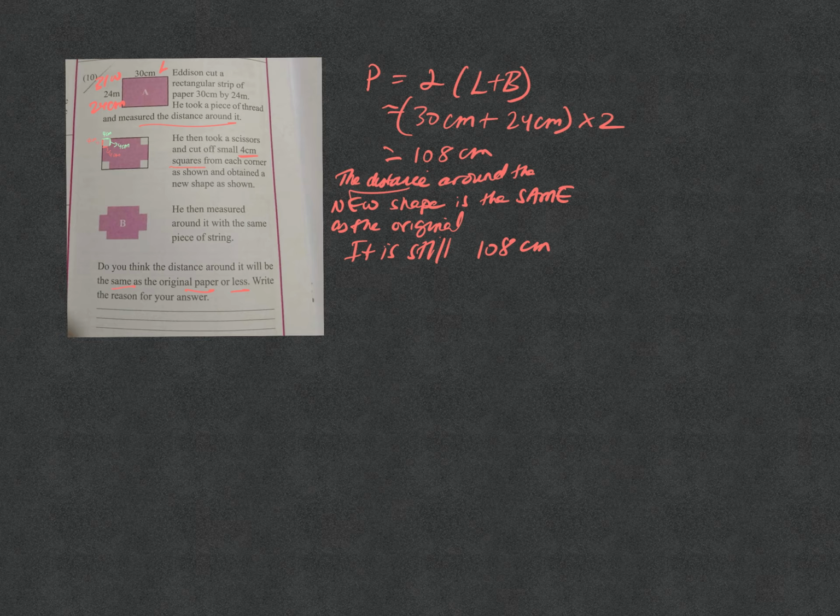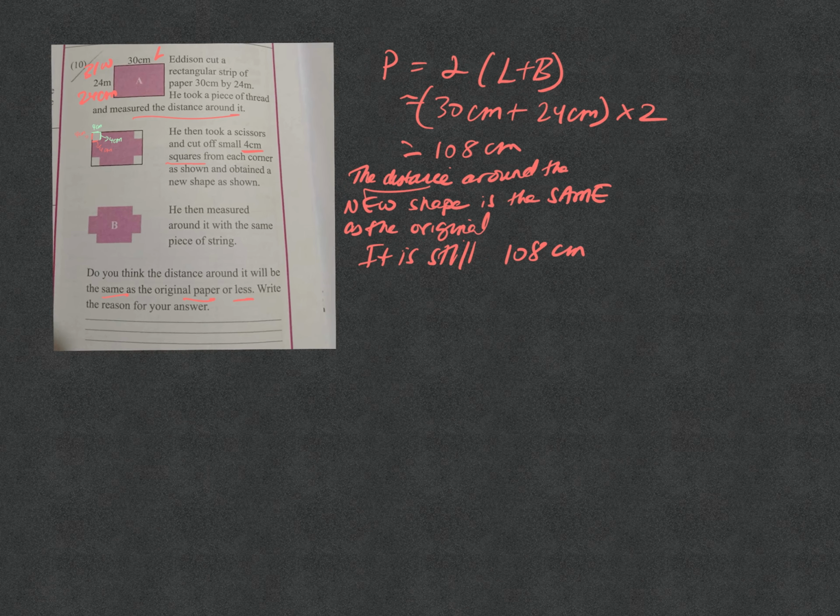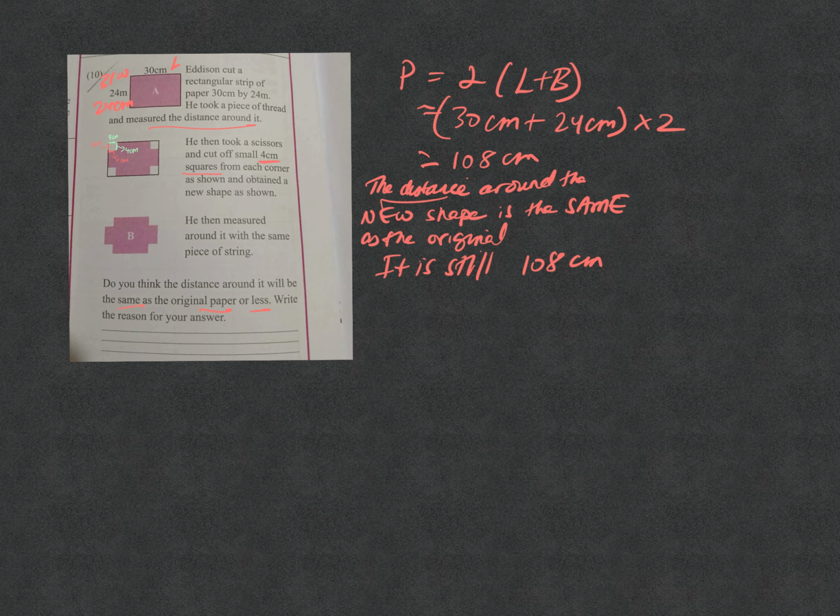So the reason being is that the distance around the new shape is the same as the original, because the parts that were cut off, so the 4 centimeters that was lost, is replaced. So the new edges, which were 4, were replaced by 4 centimeters as well. Therefore, the total distance around the shape remains unchanged. So the answer is, do you think the distance around it will be the same as the original paper or less? And the answer is, it is the same, because the amount that we cut off was replaced by an edge of that same 4 centimeter length.